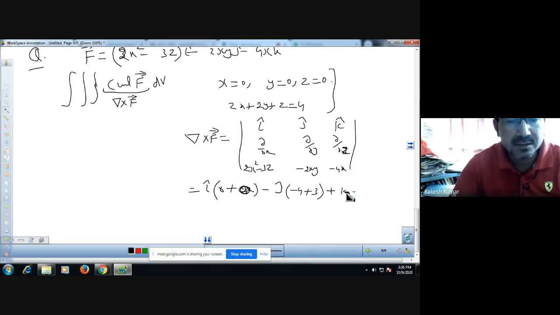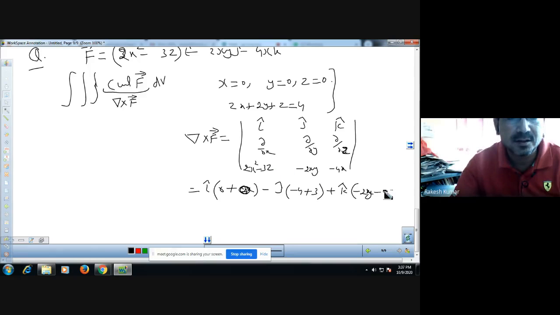And the plus k cap will be used. This one we will expand along this. So the derivative of this term with respect to x is minus 2y, and minus the derivative of this with respect to y.